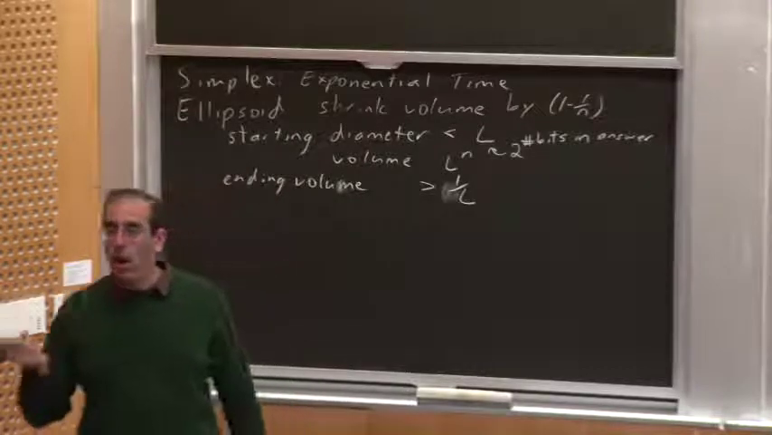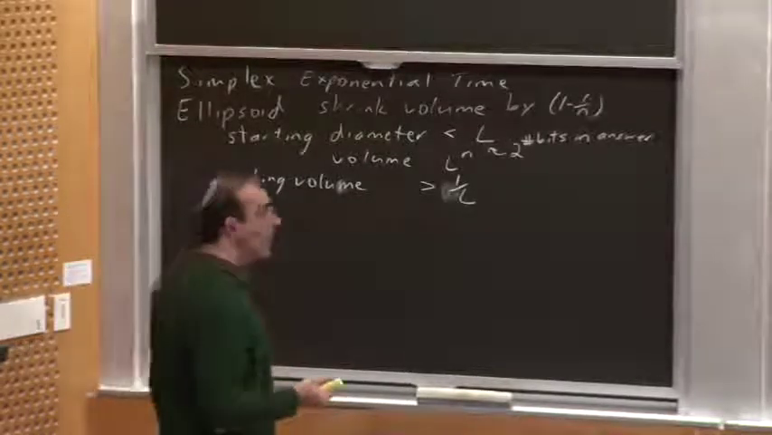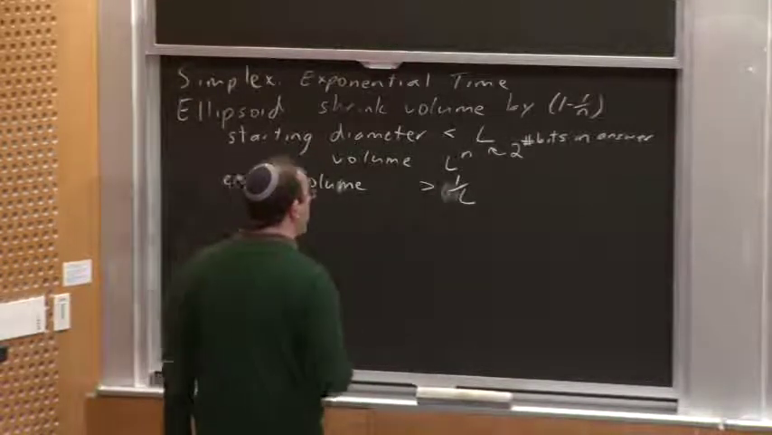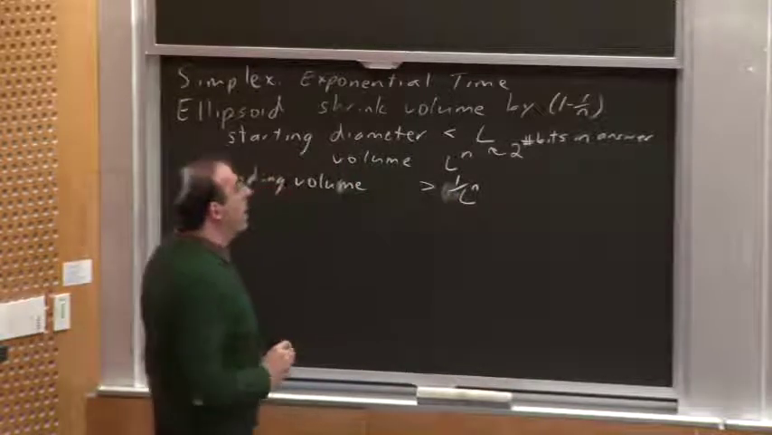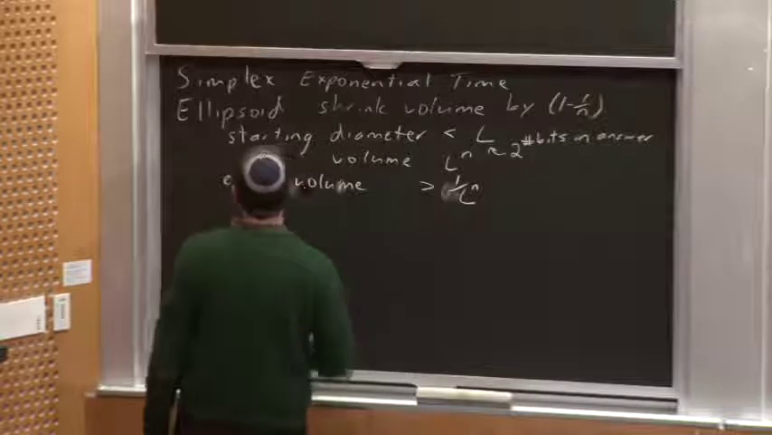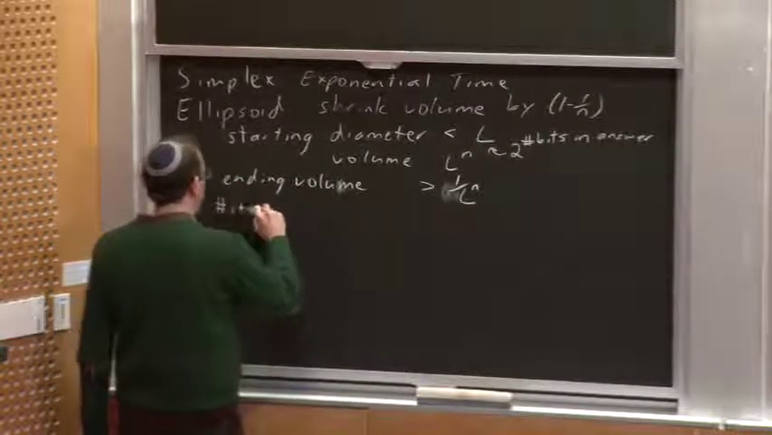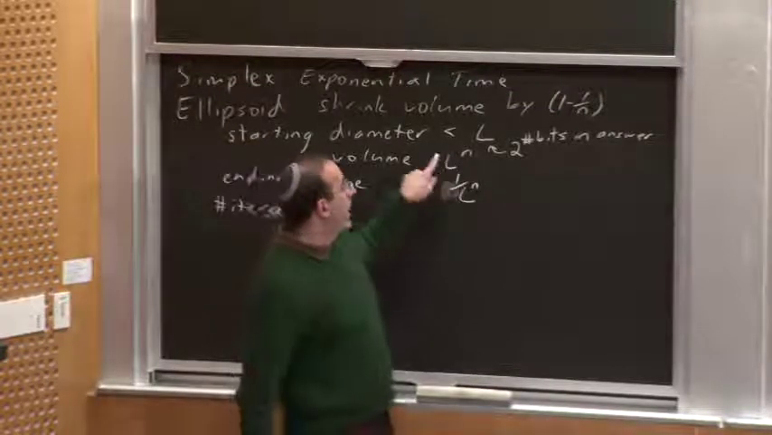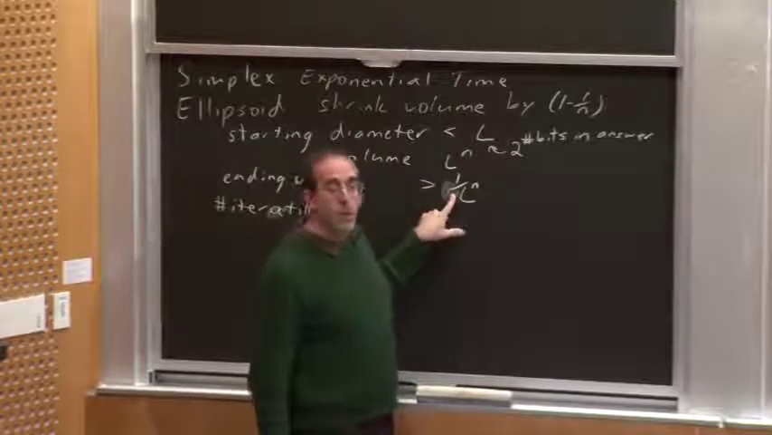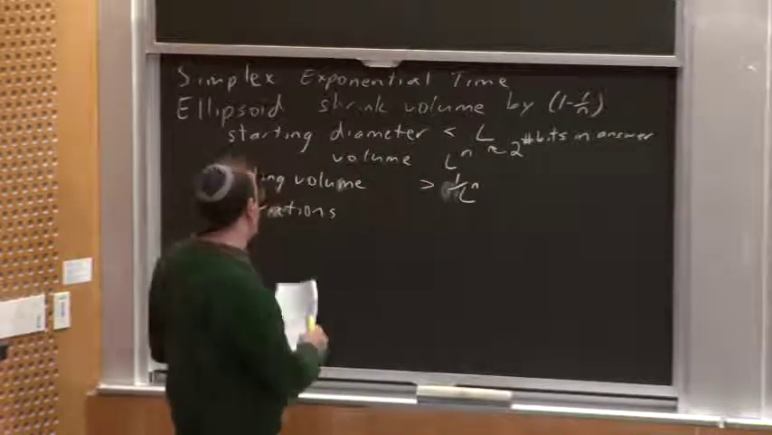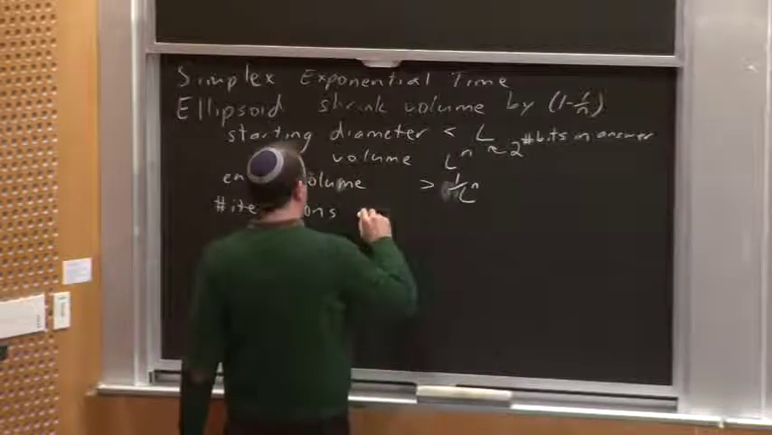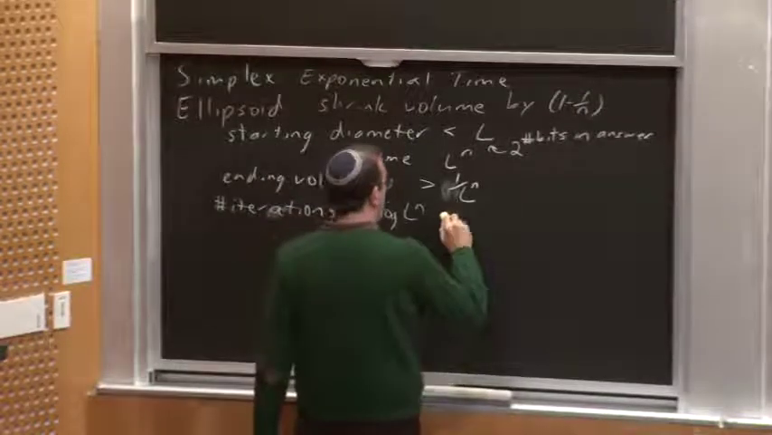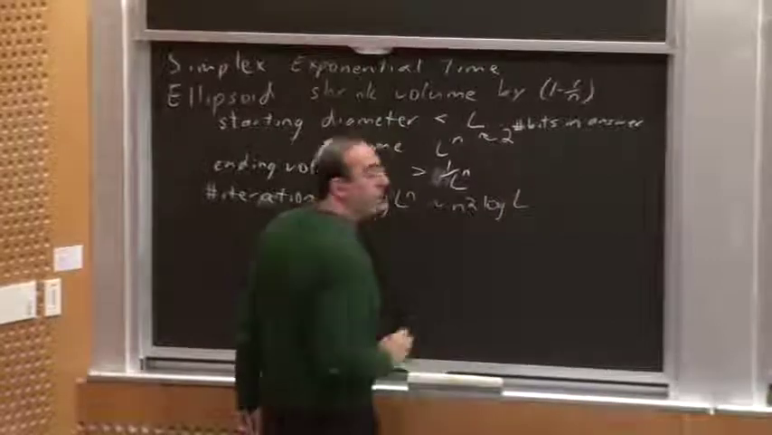You can't make numbers really small in the linear program. So if there's a feasible point, if there's a feasible polytope, it has to occupy a reasonable amount of space. Sorry, there should be an n in there. So the number of iterations that you need to get from L to the n power in volume down to 1 over L to the n in volume is around L n log of L to the n, or n squared log L, which is polynomial.